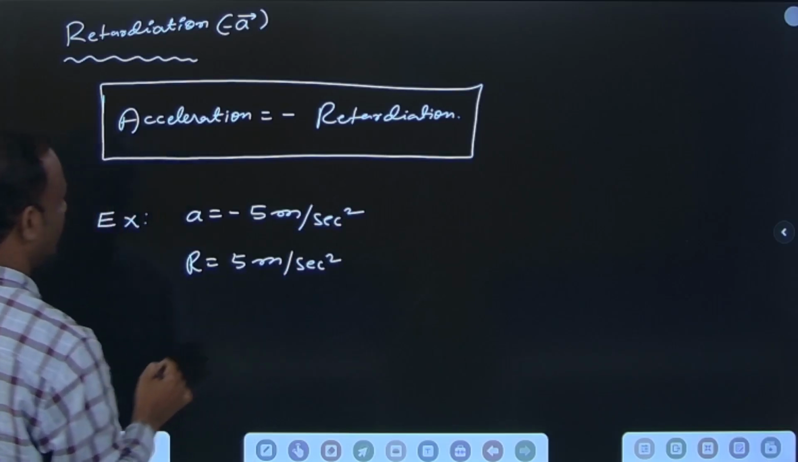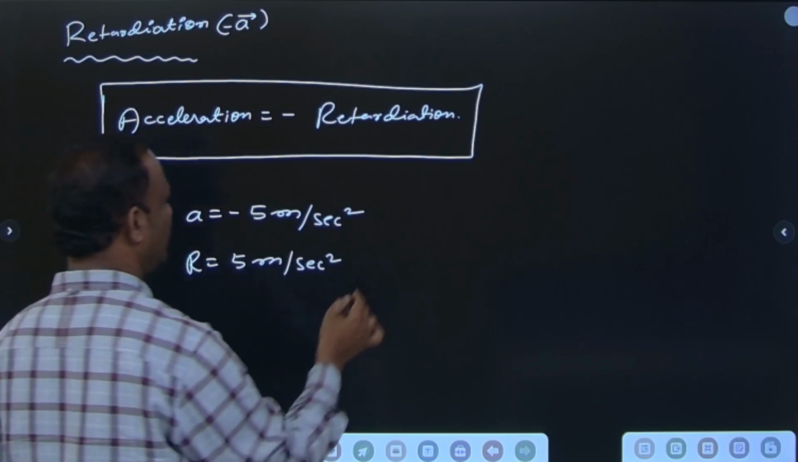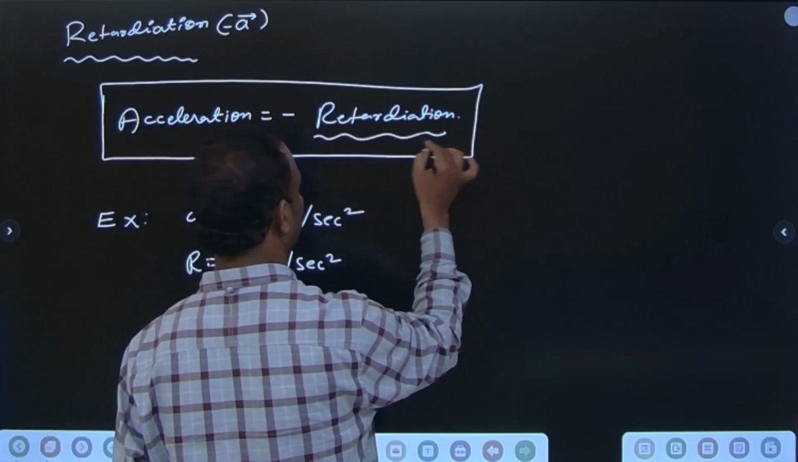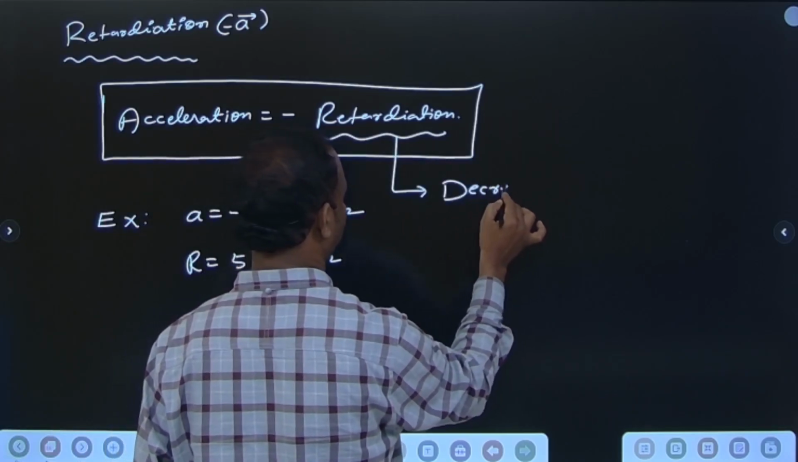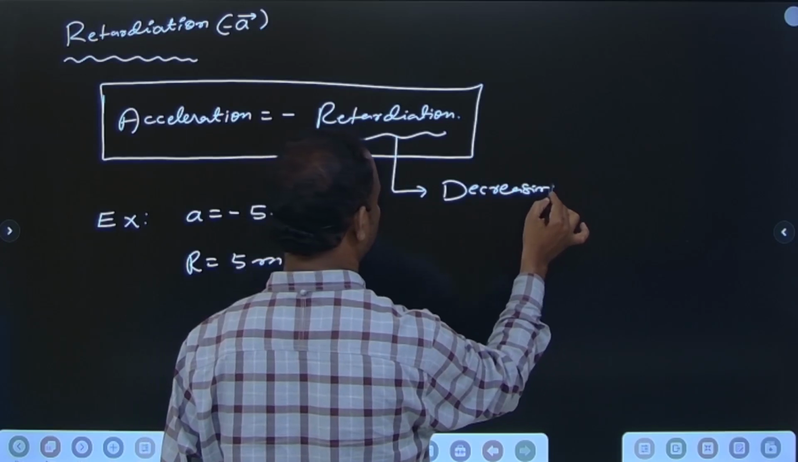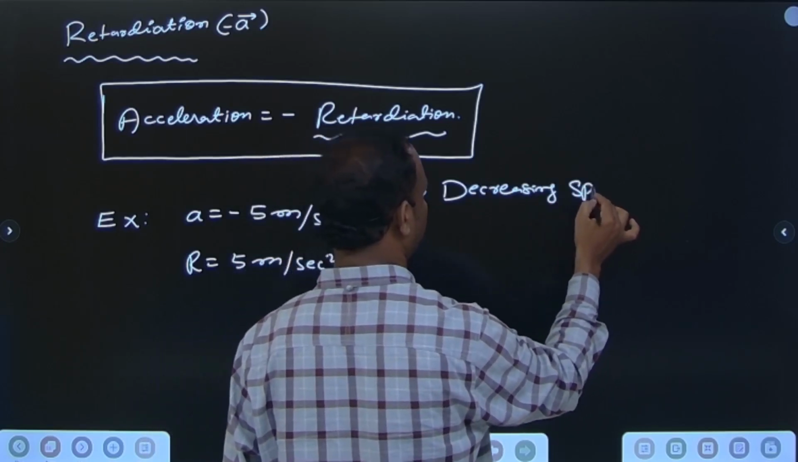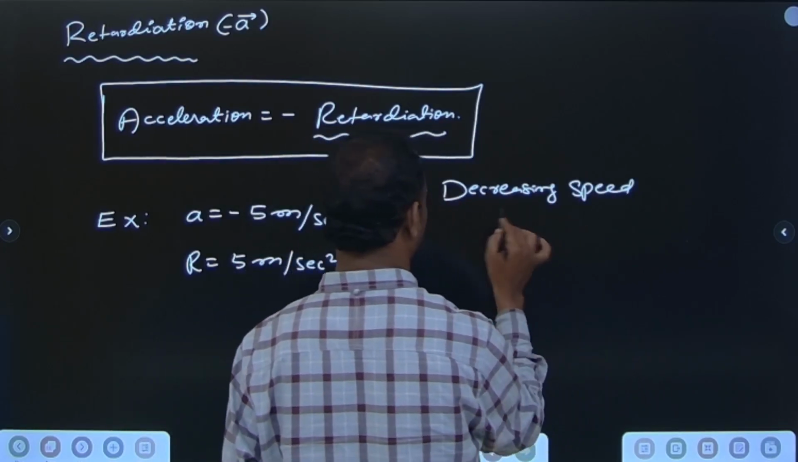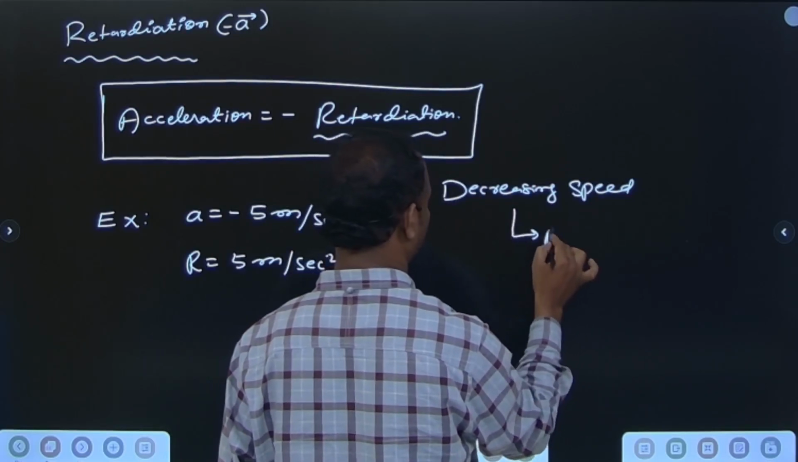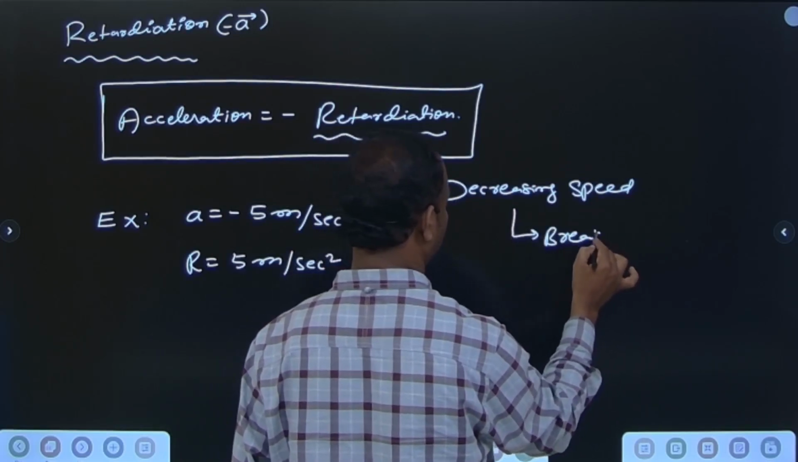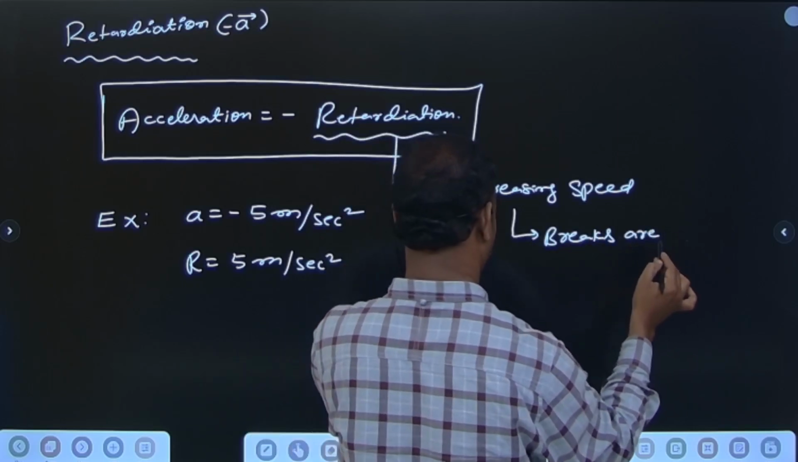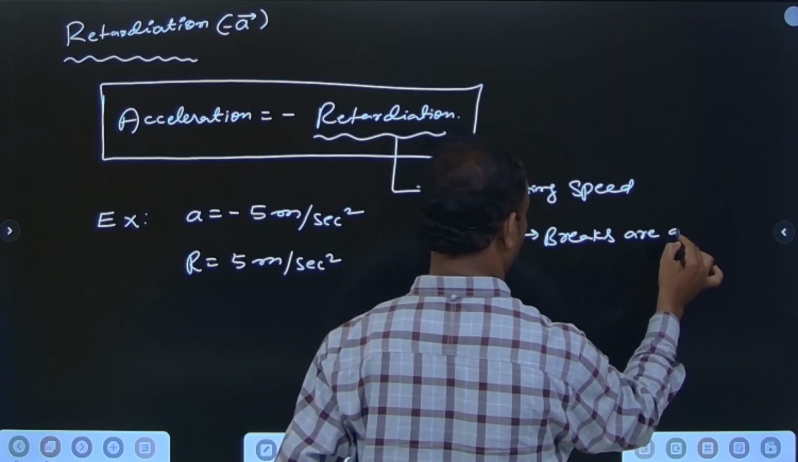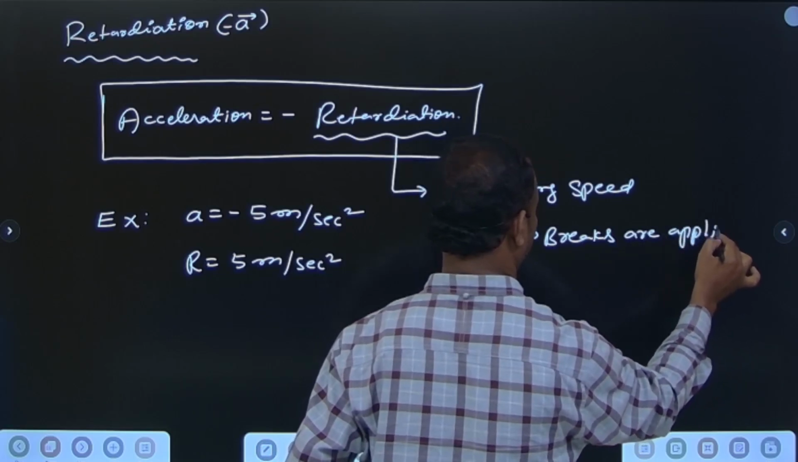When we use the term retardation, it means the speed is decreasing, like when the brakes of an automobile are applied.